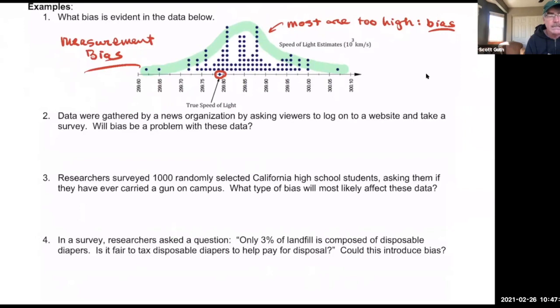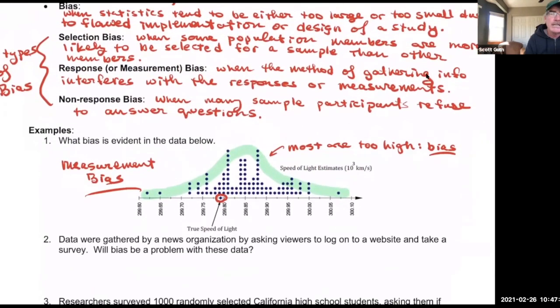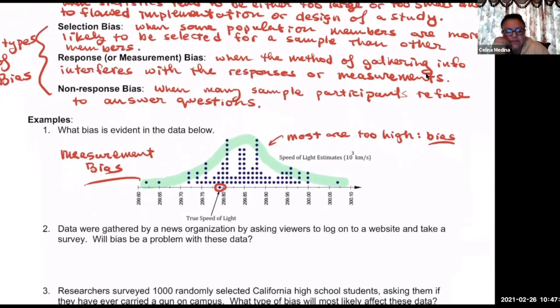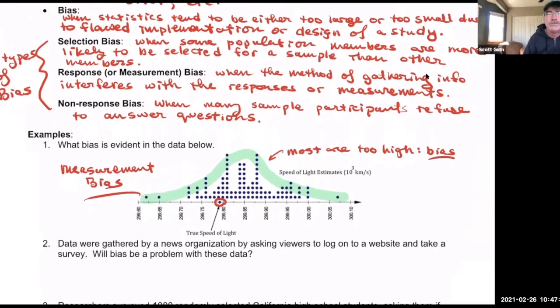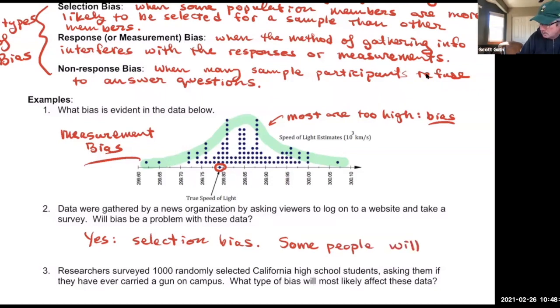Will bias be a problem with these data? So think about the three biases. Will there be selection bias where some people are more likely to be doing it than others? Yes. Because if you're doing it online, most of them will just skip over it, and so you get these people that are just bored, or maybe super cheerful and they love to do stuff like this. Not too busy people. So if some people are more likely, then that's just the definition of selection bias. Okay, and let's just go ahead and say some people will be more likely to participate.